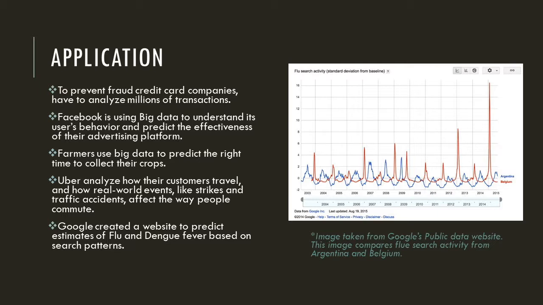so they show us that it's being used in different industries. In other platforms, for example, like Uber, it helps analyze how the customers travel and the real-world events like accidents and how these will affect people's commute. Finally, for example, Google created a website to predict estimates of flu and dengue fever based on search patterns. In that graphic, we can see the search pattern of flu in Argentina and Belgium. So based on that, Google could predict there will be an epidemic of flu.